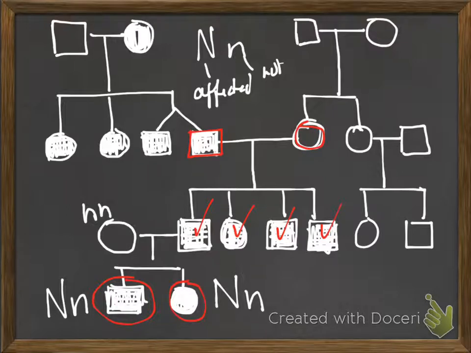Who on here is affected and we cannot figure out their genotype? There's one individual on here, first generation. Grandma up here, or great-grandma, depending on who's doing the talking. We have no idea about her parents. We have no clue about her parents. So we don't know if she's big N, or big N, little n. We have no idea.